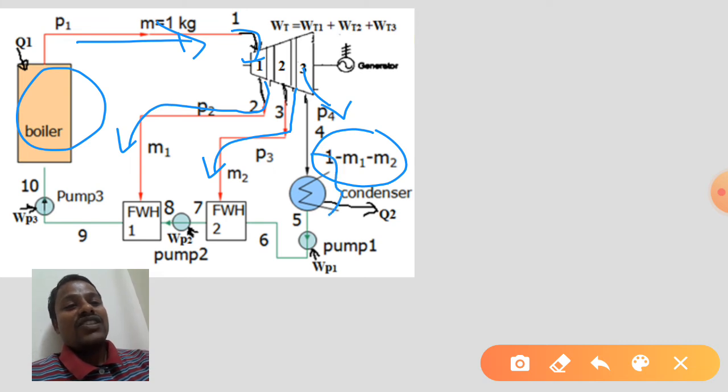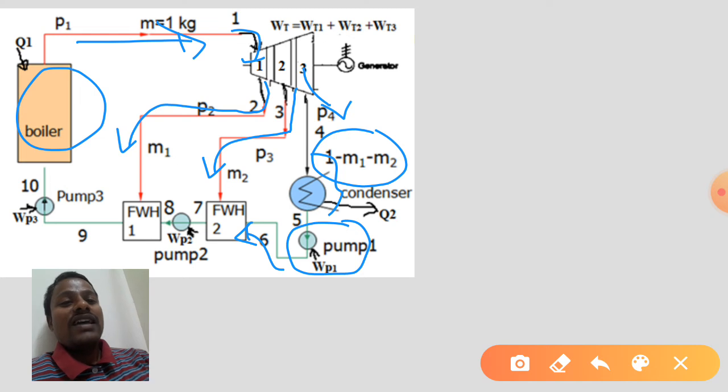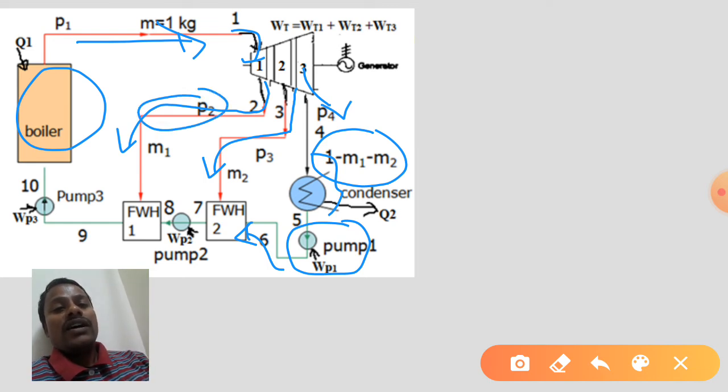From 4 to 5 it undergoes condensation. From 5 we use pump 1 to pump the condensate at state 6 into feed water heater 2, wherein the m2 and the condensate 1 minus m1 minus m2 get mixed together, and the condensate at state 7 comes out of feed water heater 2. Then we operate one more pump to pump the condensate against the pressure P2 into feed water heater 1, wherein 1 minus m1 plus m1 both mix together, and the condensate at state 9 comes out.